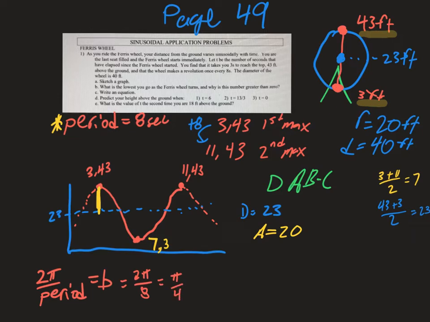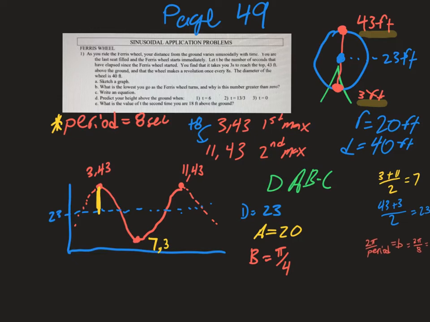Awesome. Now we've got B, which is pi over 4. Okay, and from here we'll be able to calculate that last number, which is C. Okay, so C, again, that's going to be the first point for our graph. And I'm just going to use this 3, 43 point, which is a maximum, which means we have to use cosine. Okay, so max at 3, so we use cosine.